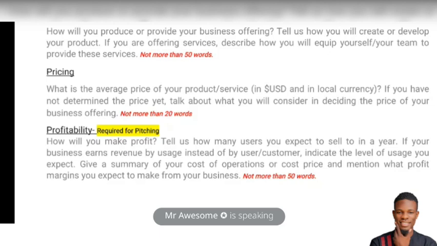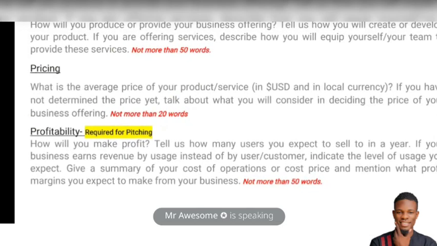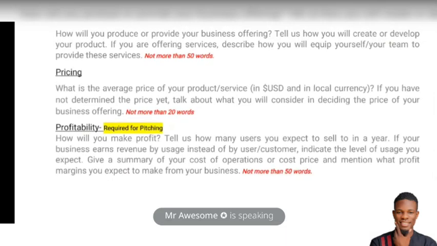Now, it says if your business earns revenue by usage instead of by user/customer, indicate the level of usage you expect. What kind of business makes money by usage? Let's say you run an app that needs to generate traffic for you to make money. So that is usage.